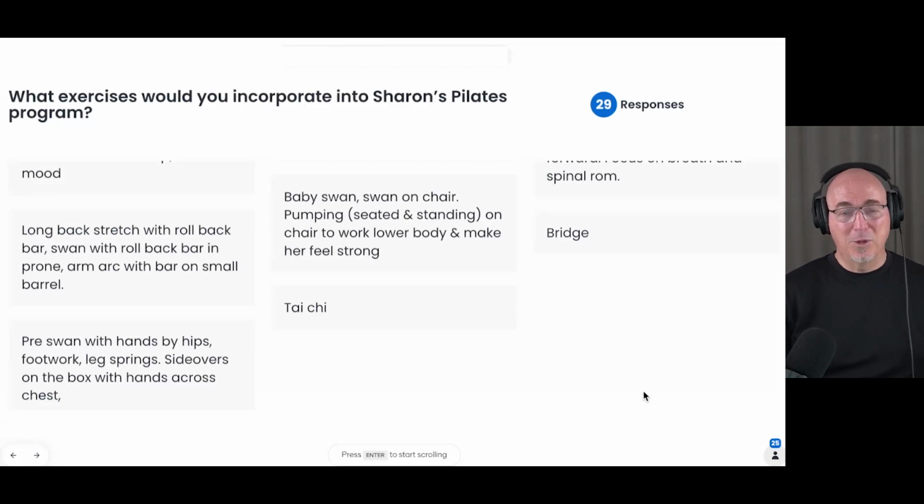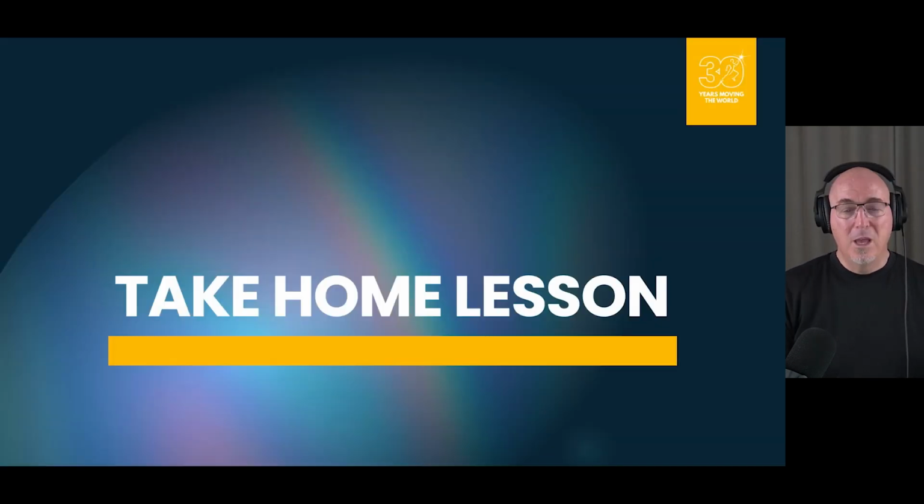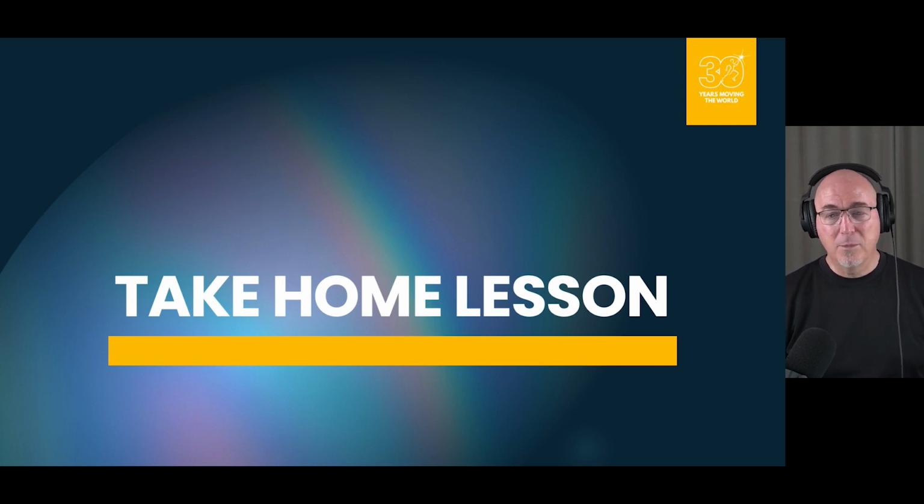I love that somebody put Tai Chi up there. Tai Chi was my primary exercise for rehabilitating my hip, actually, getting up into standing activities, doing some Tai Chi movements.